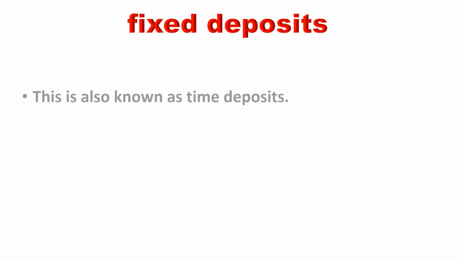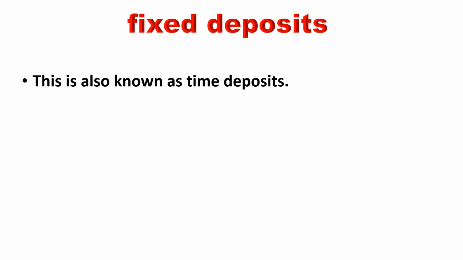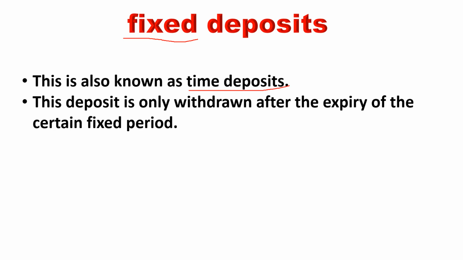Third is fixed deposit account. As the name says, it is fixed. ठीक है, fixed का मतलब it is fixed for a certain period of time. That is why it is also known as time deposit. Fixed deposit is known as time deposits. These deposits are usually withdrawn after the expiry of a certain fixed period.